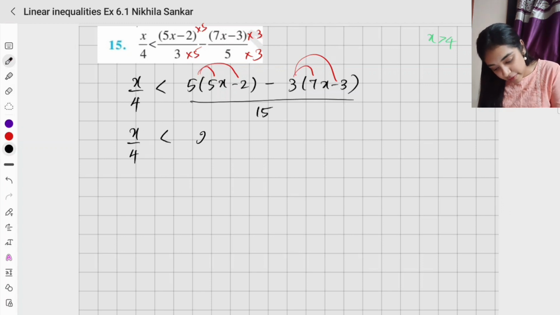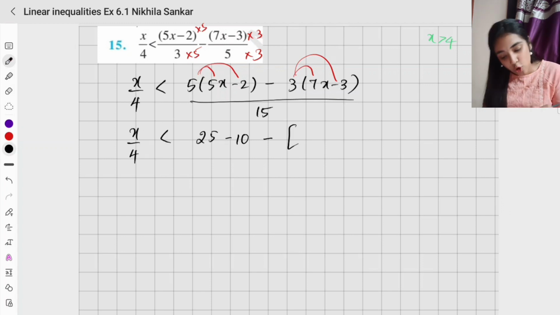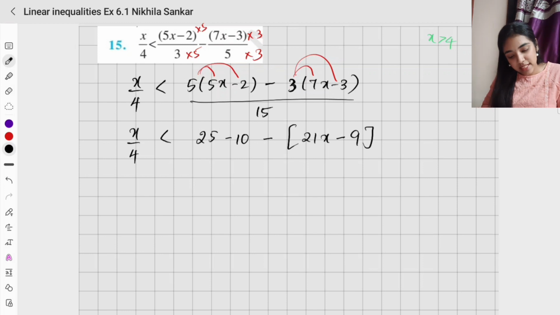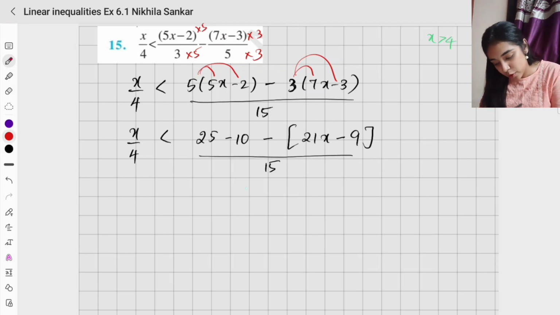X divided by 4 less than 5 5s are 25 minus 10 minus open a bracket. Okay, so 3 into 7x and 21x minus 3 3s are 9. In the minus I know consider பண்ணல. I'm only dealing with the plus 3. So 3 into minus 3 and minus 9. The whole divided by 15. Now I'm going to cross multiply.